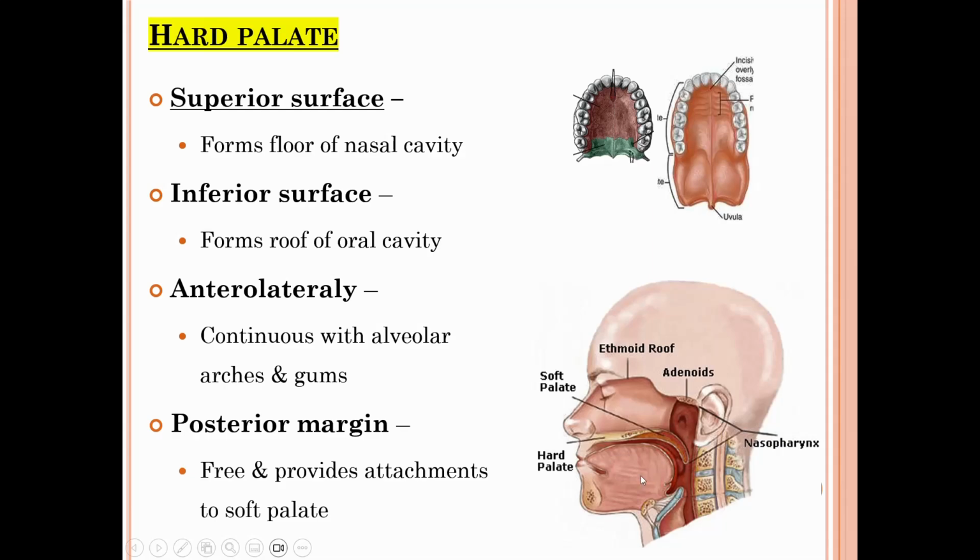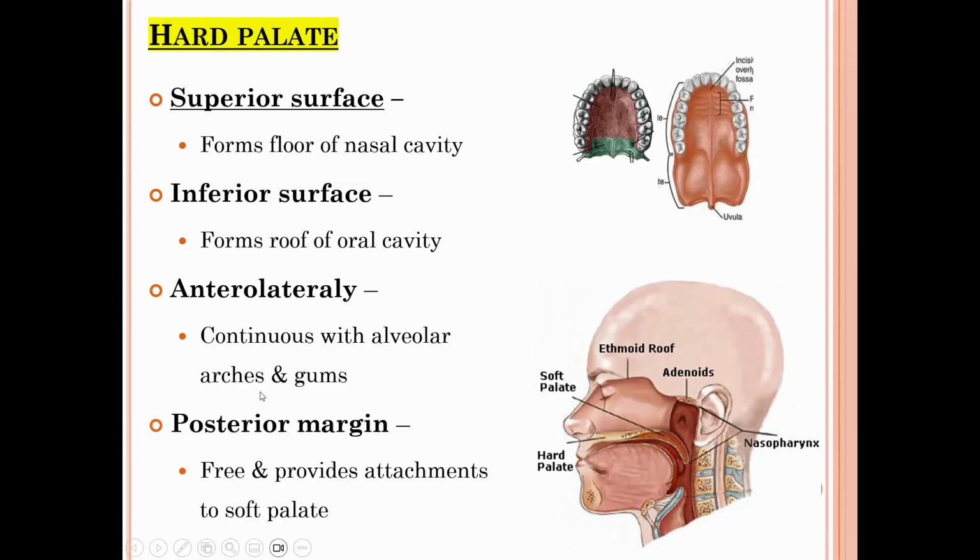Okay, now if I am showing you here from below, so this is the hard palate. So the superior surface of the hard palate forms the floor of the nasal cavity, and the inferior surface of the hard palate forms the roof of the oral cavity.